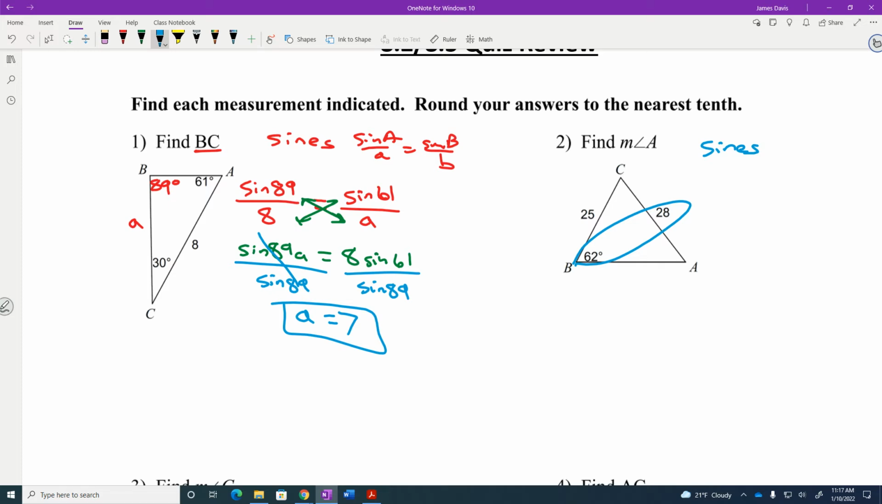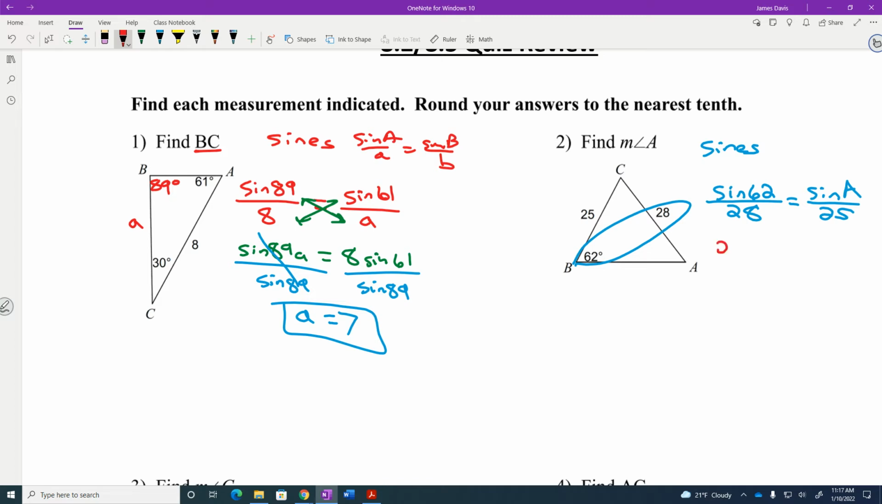So let's write out that pair. That's where we always want to start. So our pair is sine of 62 over 28. We're asked to find big A, and we have little a, which is opposite of it. So we can go ahead and write this in as sine of big A. And we've done these a lot, so hopefully you're used to the pattern of solving.